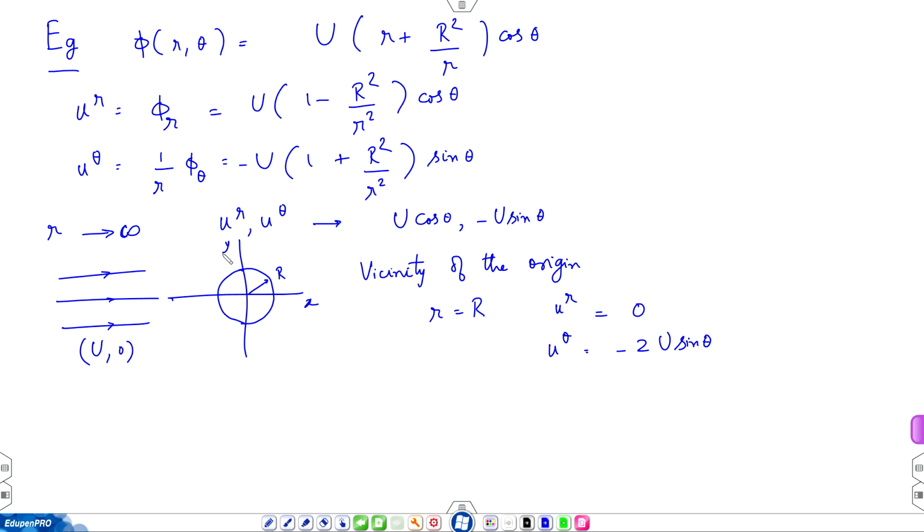Okay. So, having established the velocity components, you can also see that u theta happens to be 0 at two specific points, let us call them A and B. So, at points A and B, theta is either 0 or pi and u theta is also 0. So, these points are called stagnation points.